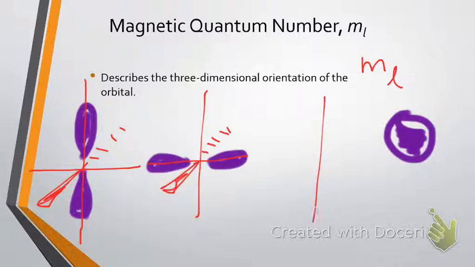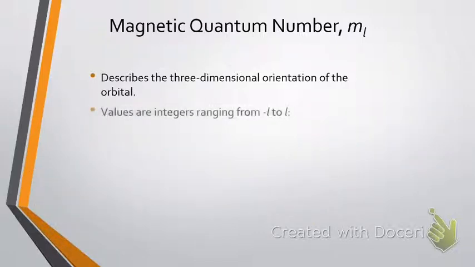And so the third one is the one that's the most difficult for me to draw. It would be going away from you. One dumbbell would be going away from you, one would be coming towards you. And so it would look something like that. Okay? And so there are 3 possible p's, and we'll find out there's even more possible d's and more possible f's. The values for m sub l are always going to be from negative l to positive l.